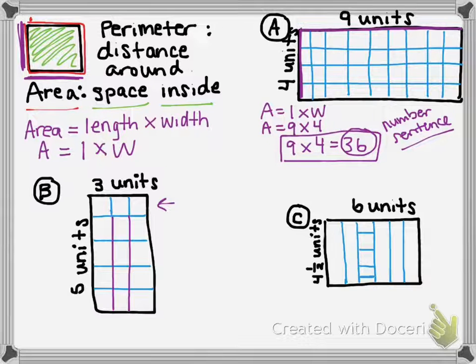Now we can easily see that there are 1, 2, 3, 4, 5, 6, 7, 8, 9, 10, 11, 12, 13, 14, 15 squares in this rectangle. So by counting the squares, we easily found the area of this rectangle. It would be 15 square units.